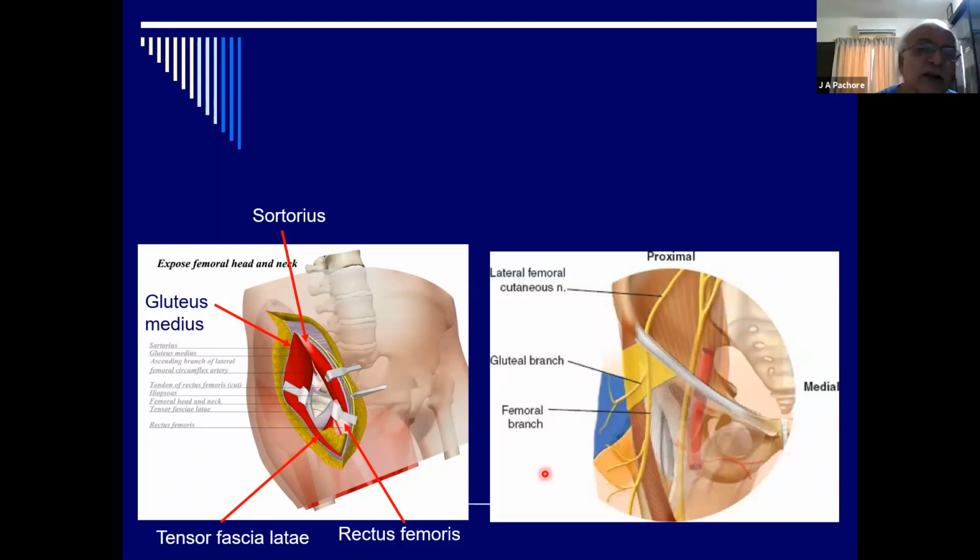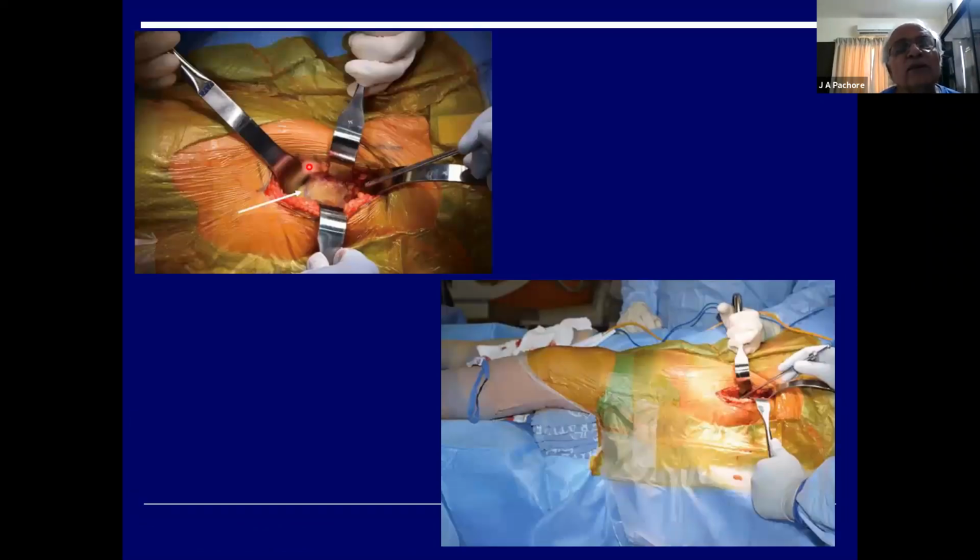So again here, if you look very carefully, that's the tensor fascia coming behind and the sartorius and rectus in the front. And you are directly into the capsule of the hip joint. So look at this very carefully. Two retractors coming in the front are now reflecting rectus and sartorius, and this retractor is retracting the tensor fascia. And this is the capsule. And a very important structure here is one of the branches of the artery and vein, which is here.